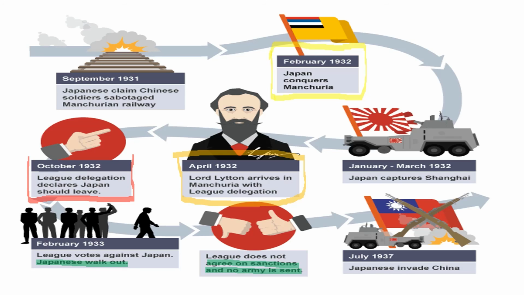Now, this makes the League of Nations look extremely weak, and as a consequence of this, in July 1937, Japan invades the rest of China. So this is a monumental failure for the League of Nations with regards to the Manchurian Crisis.